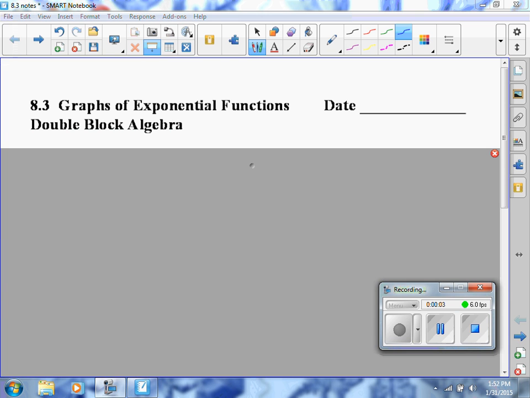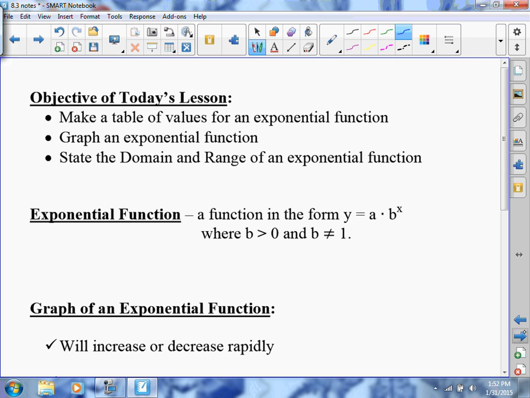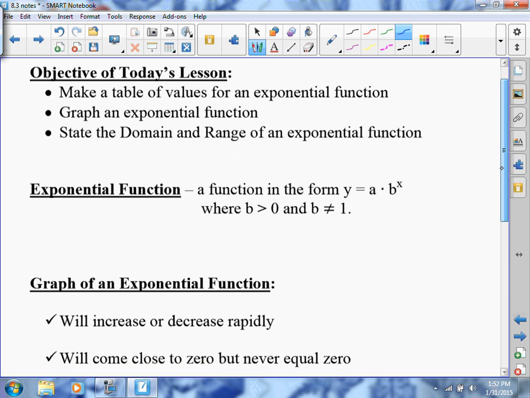Welcome to Mrs. Miller's notes for her double block algebra class. These are the notes for section 8.3 entitled Graphs of Exponential Functions. And today we're going to make a table of values so that we can graph an exponential function, and then we're going to find its domain and range.